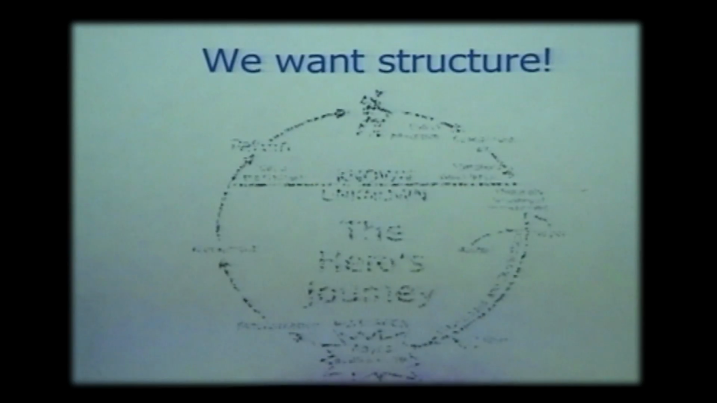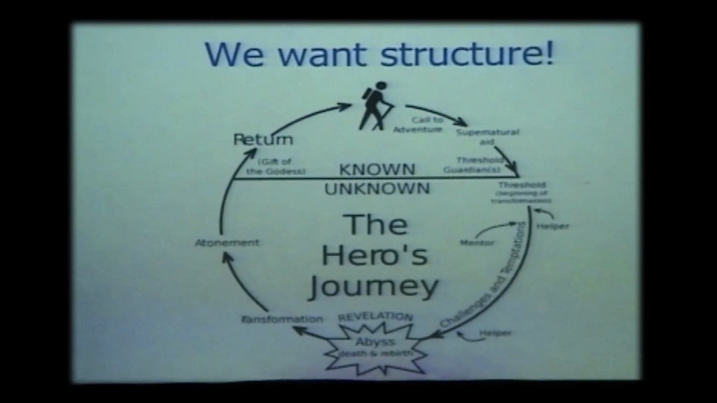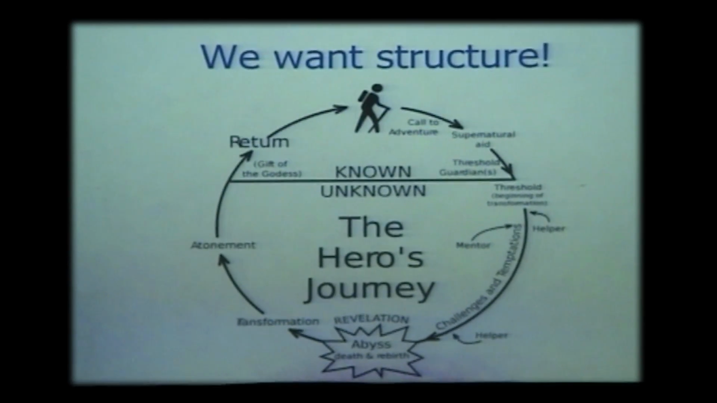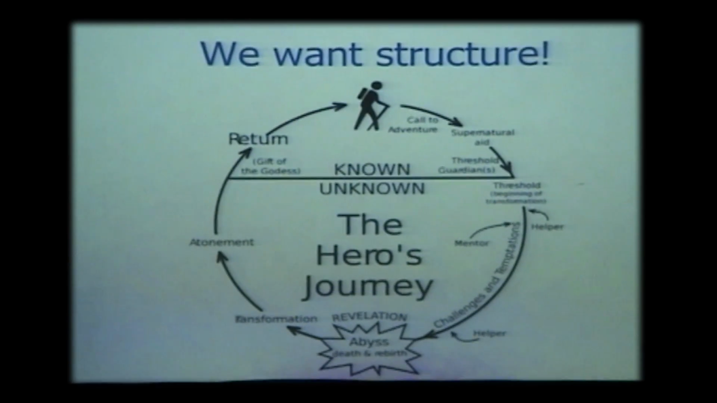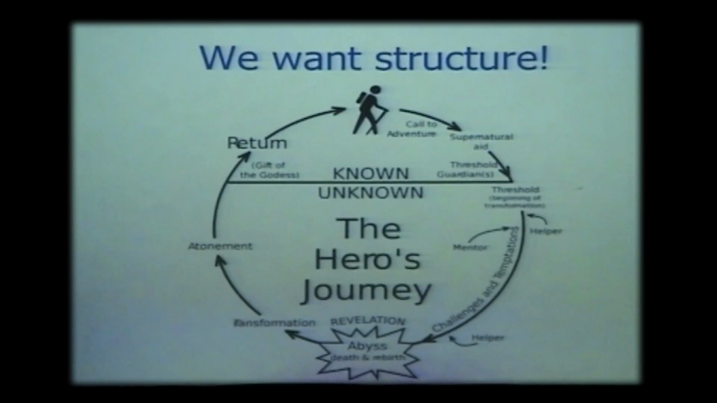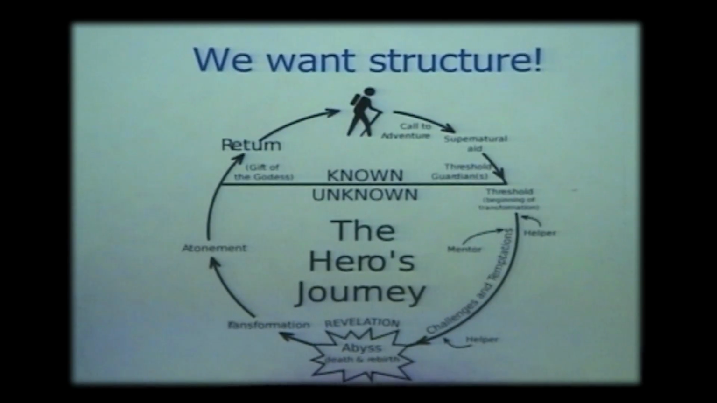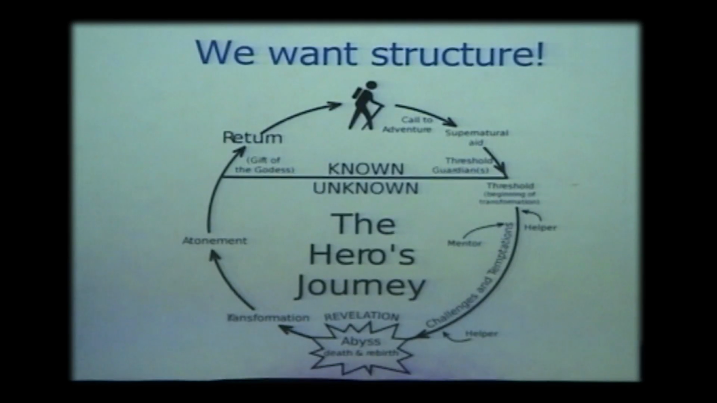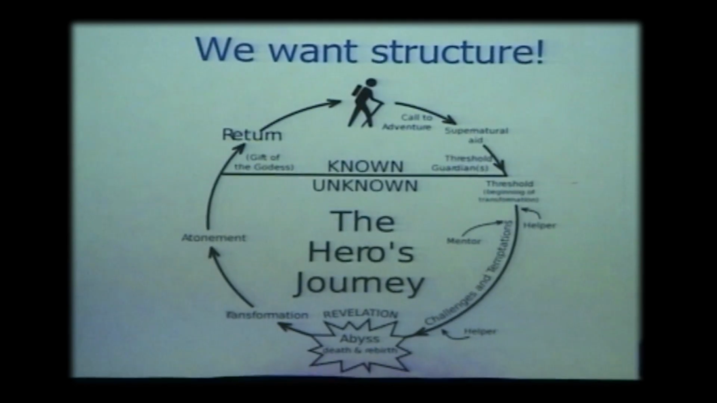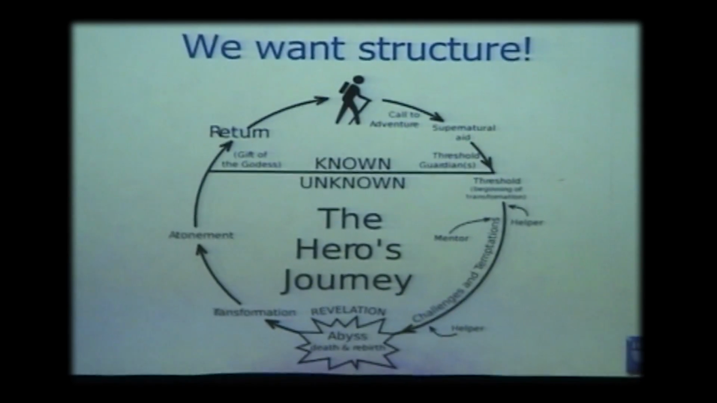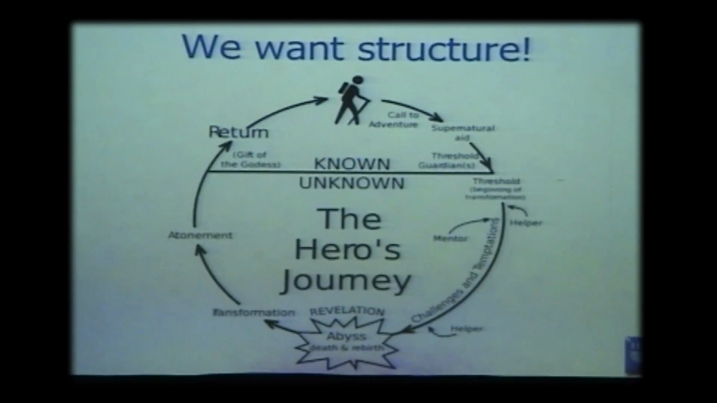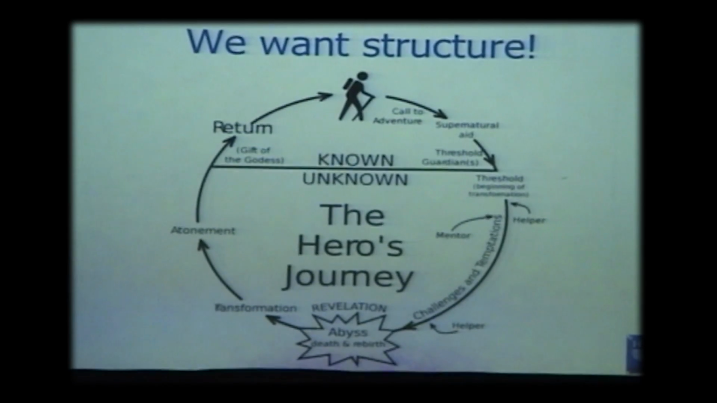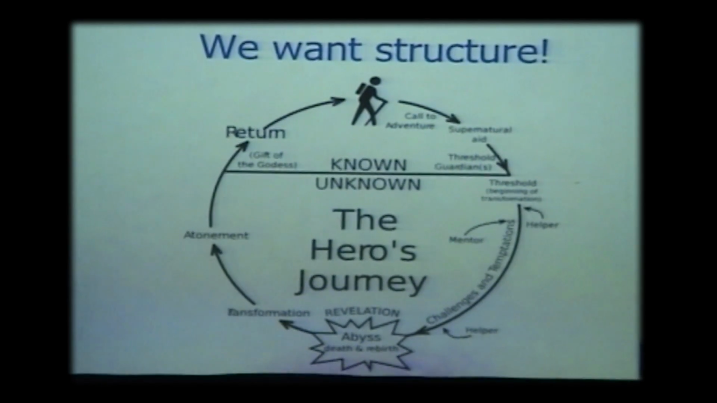Here's another way we could look at it. This is the well-known structure for what's called the hero's journey. A lot of stories do look like this. So here's the hero up the top here, called to adventure, gets supernatural aid, there's some guardians. Try Lord of the Rings, okay? Does look a bit like this. Beginning of the transformation, challenges and temptations, abyss, death and rebirth, transformation, atonement. Sometimes you get a gift up there and then you go home.